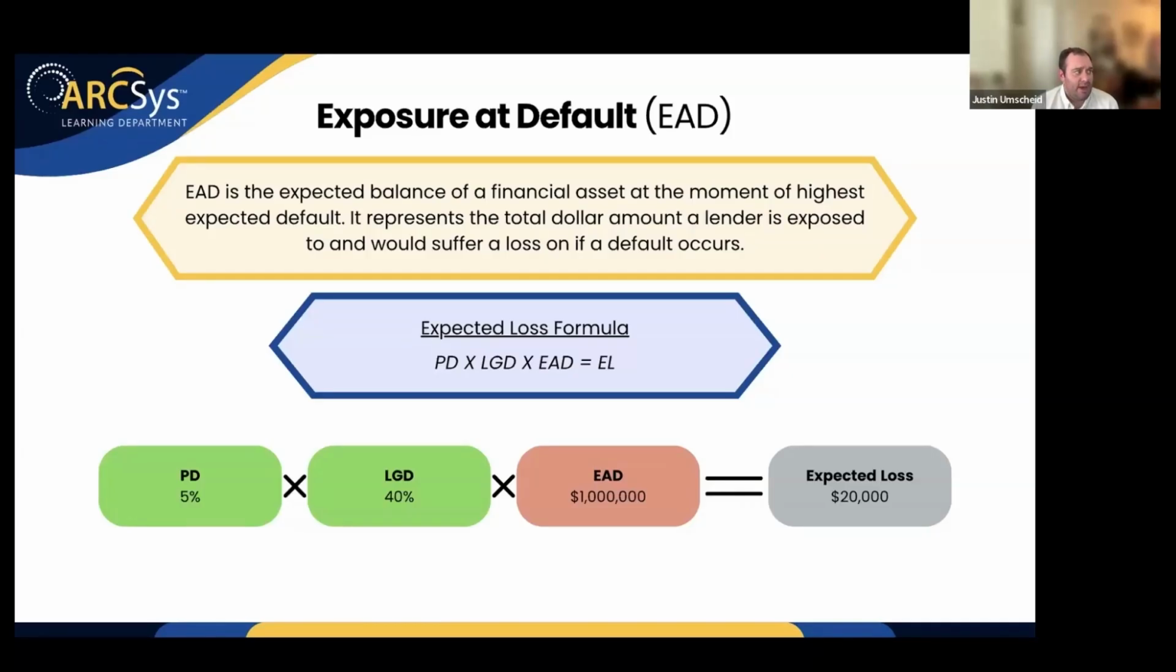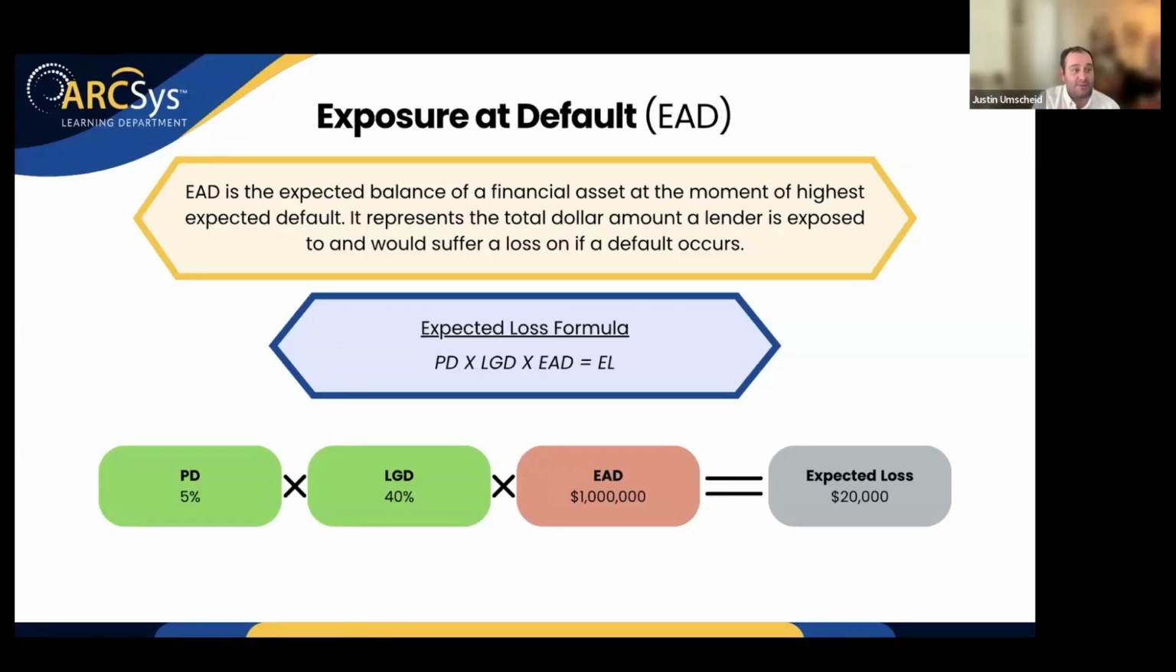Now, I want to talk quickly about exposure at default. This is an important thing to consider in a PD model. The exposure at default is the expected balance of a financial asset at the moment of the highest expected default, right? So if I have a loan today, I know what the balance is. I know what its contractual paydowns will look like, but I'm not expecting the highest level of default until 18 months into the future. So at that point in the future, we're going to say, all right, what is the expected balance of this loan when it reaches its greatest expectation of default? And that's the balance that's used in the calculation versus the balance of the loan today.